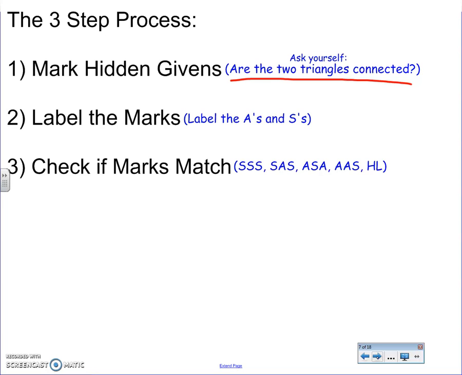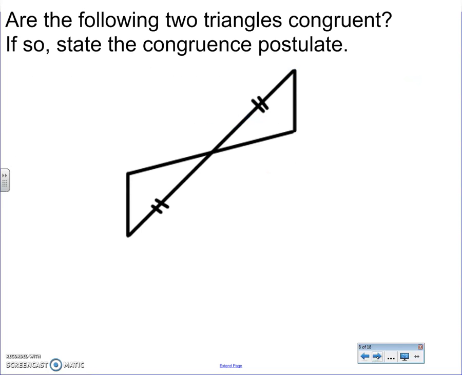So let's try some problems. Are the following two triangles congruent? If so, state the congruence postulate. So 1, are they touching? Answer is yes. I'm going to put the hidden given. All right, 2, I'm going to label the marks for each triangle because that's all I'm going to mark. This has a side mark and an angle mark.